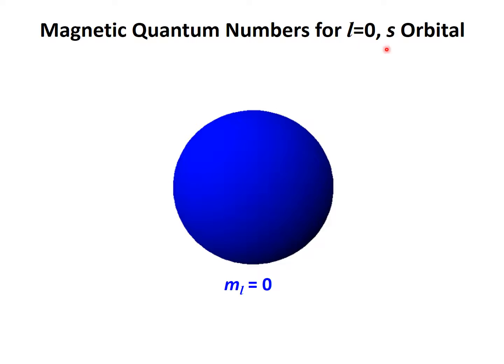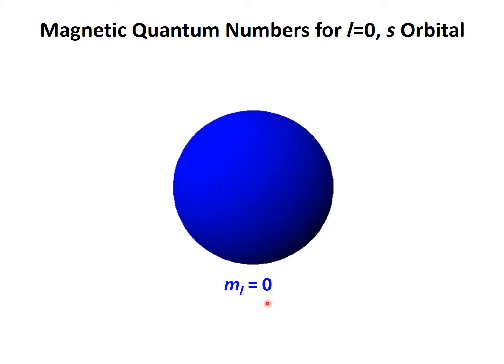Let's take a look at the magnetic quantum numbers in more detail. We'll start with L equals 0, which is the case for the s orbital. Here's a picture of an s orbital, and we can see that it is completely spherical. In this case, the orientation doesn't really matter, so there can only be one s orbital. Looking at the magnetic quantum number, when L equals 0, there's only one possible value for ml, and that's ml equals 0.